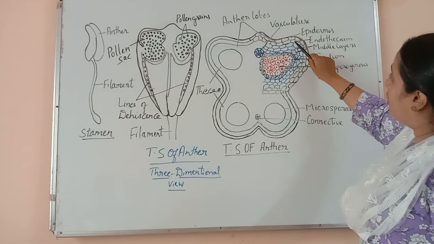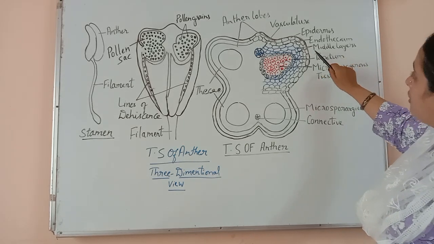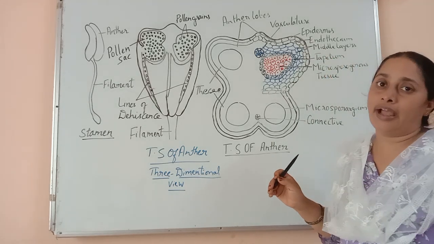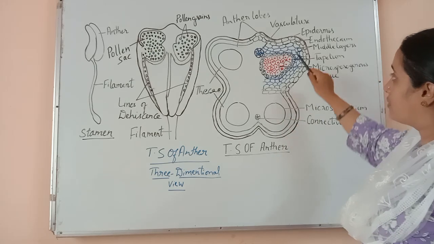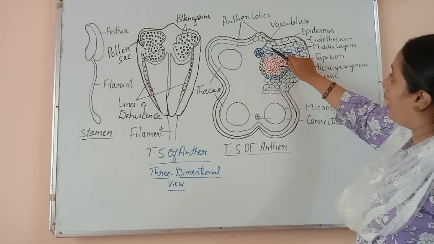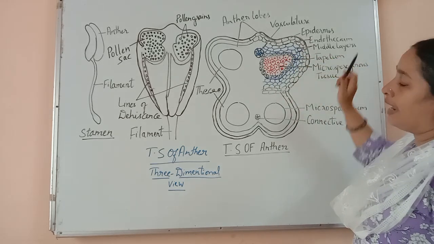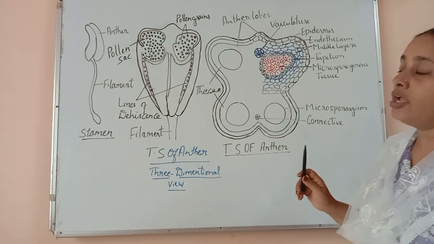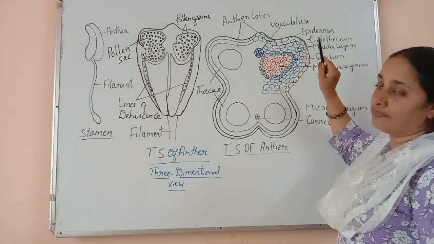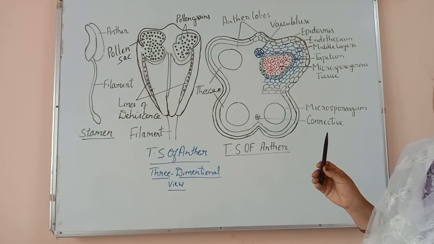See this, inner to the endothecium, there is a layer called the middle layer, and the middle layer is made up of sometimes one, sometimes more than one layers of cells. So 1 to 3 layers of cells will make the inner wall of the anther called the middle layers. Now these middle layer cells are made up of thin wall, and they have plenty of cytoplasm and nucleus.